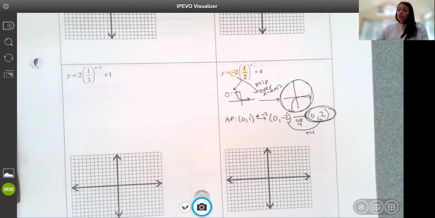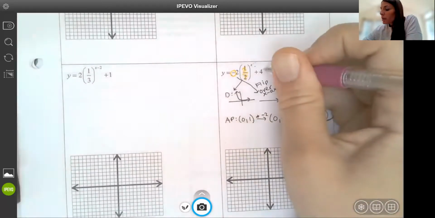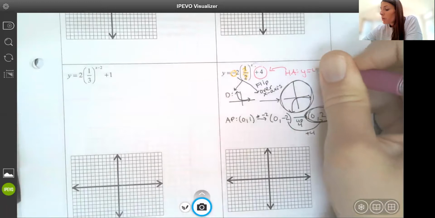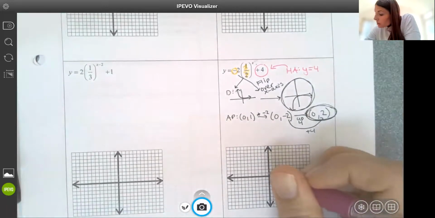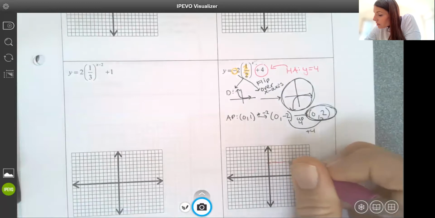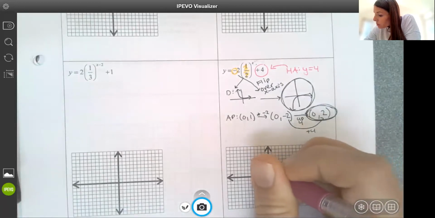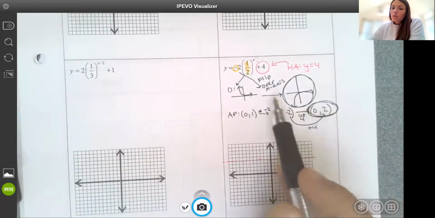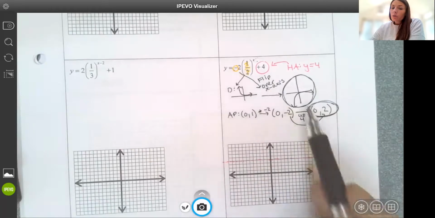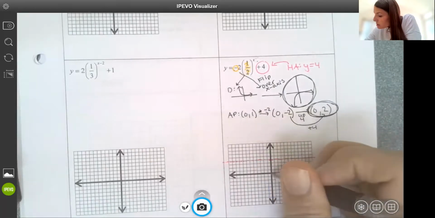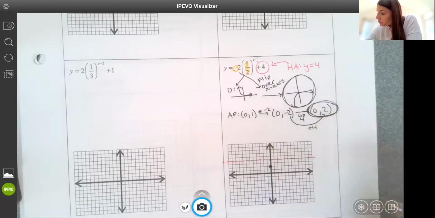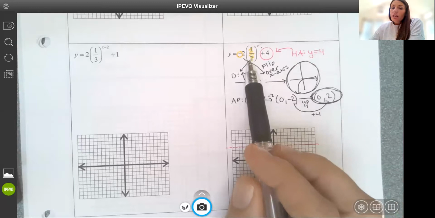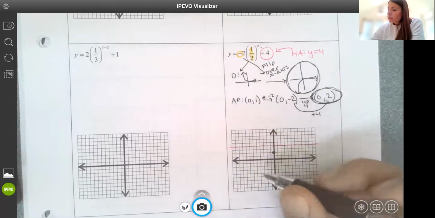Now, the other thing that has changed is my horizontal asymptote. Anytime that I have an up-down shift, it moves your asymptote. So now my horizontal asymptote is at y equals 4. 1, 2, 3, 4. There's the line that my graph should be approaching. And I've transformed my anchor point, multiplying by -2, going up 4 for my y value. And I'm at 0, 2. And I know that my graph, because it's exponential decay, has flipped over the x-axis and it will look like this.